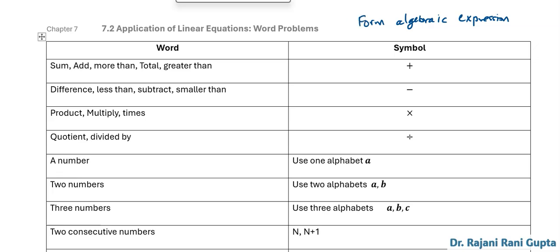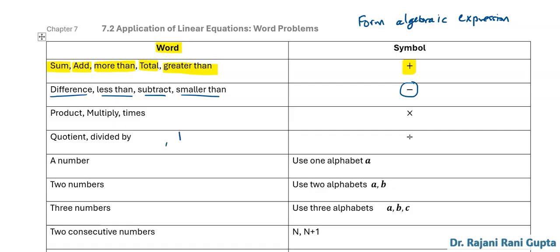For that, the first thing you should know is the words. If in your statement you see the word sum, add, addition, more than, total, or greater than, then you have to use the symbol plus. In a similar way, if you see the word difference, less than, subtract, or smaller than, you have to use the symbol minus. Similarly, you will use the multiplication sign for product, multiply, times, and of. Quotient and divided by mean divide.